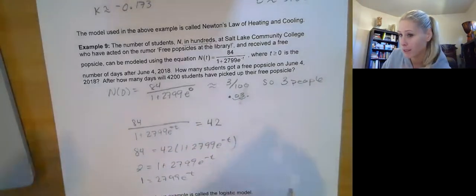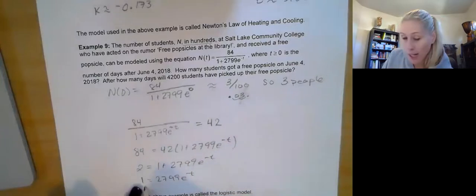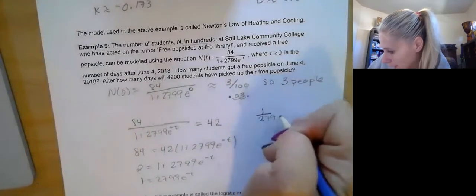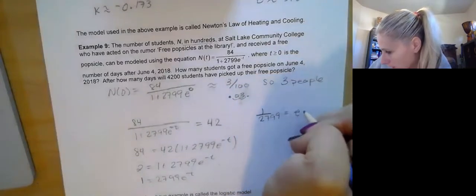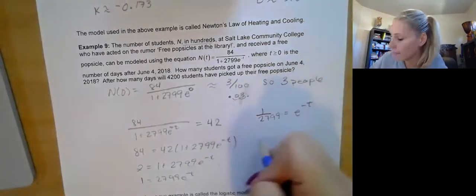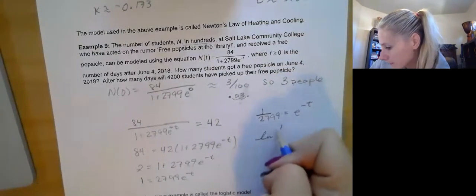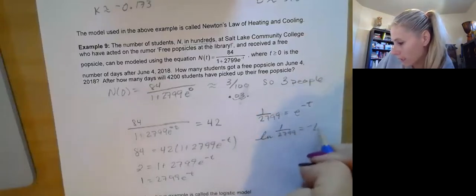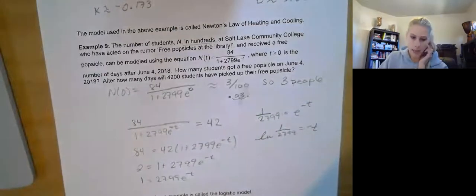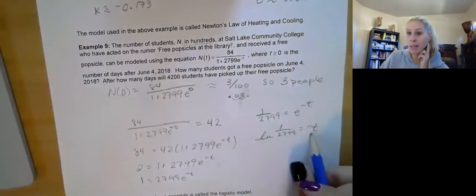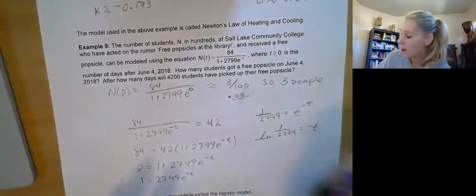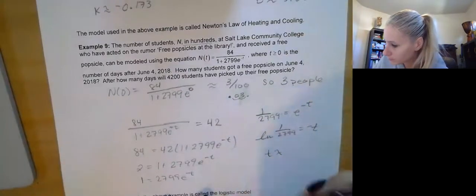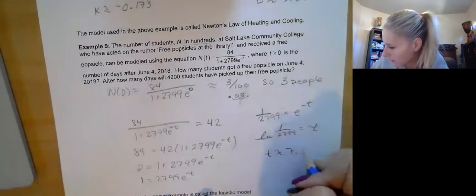Sorry, guys, I'm laughing at myself for saying this so many times. Divide. We get 1 over 2,799 equals e to the negative t. How do you get rid of e? We ln both sides. Equals negative t. And then don't forget, we have to divide both sides by negative because we want t, not negative t. But when you do that, we get t is approximately 7.937.